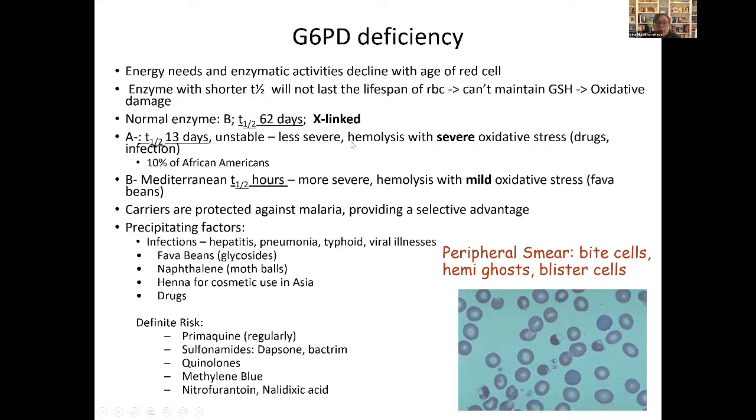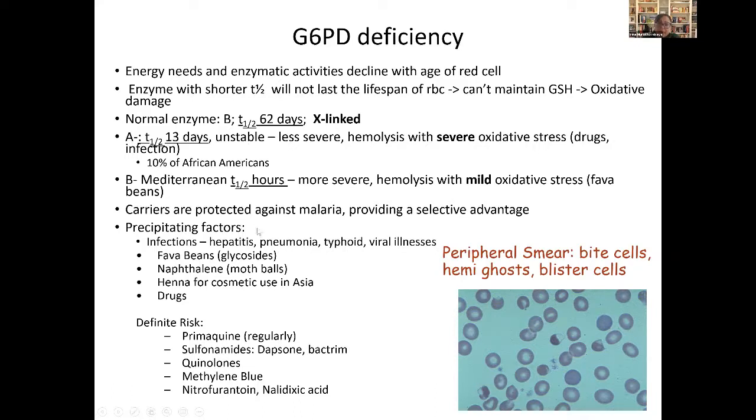So the hemolysis that happens is usually hemolysis with severe oxidative stress, which usually is either a medication or an infection. In the Mediterranean variant, which is a B- variant, the half-life is a few hours. So even the smallest oxidative stress depletes your glutathione, and the red cell is not able to deal with it. So you get hemolysis with even mild oxidative stress. And the classic example, of course, is the fava beans.